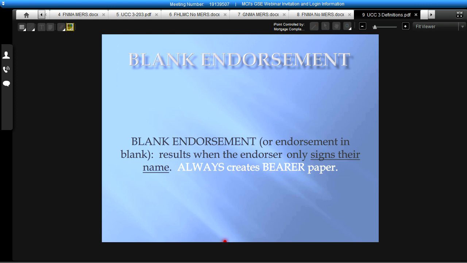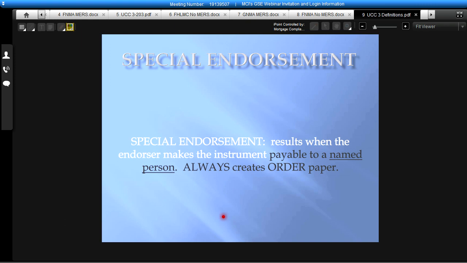What is a special endorsement? A special endorsement results when the endorser makes the instrument payable to a named person. Always creates order paper. Paid to the order of.